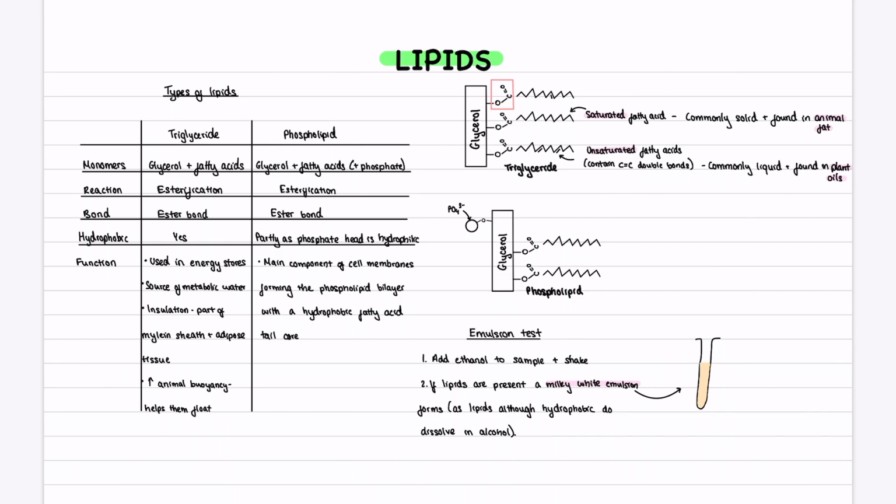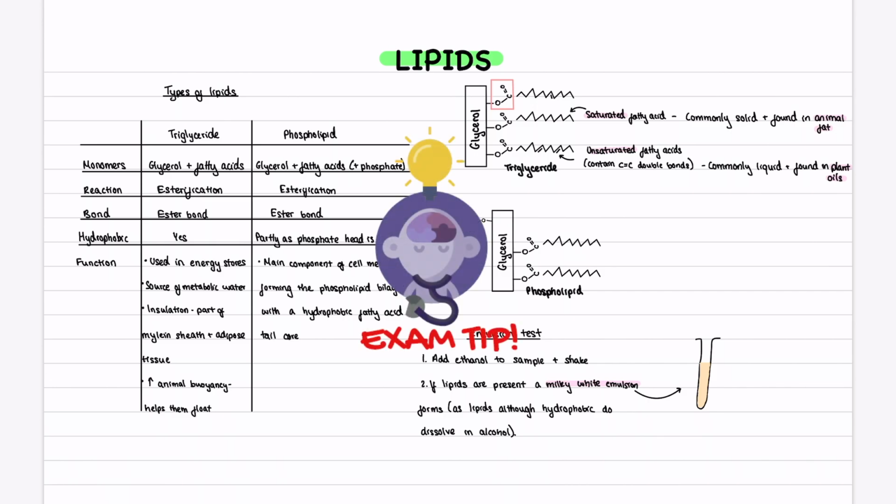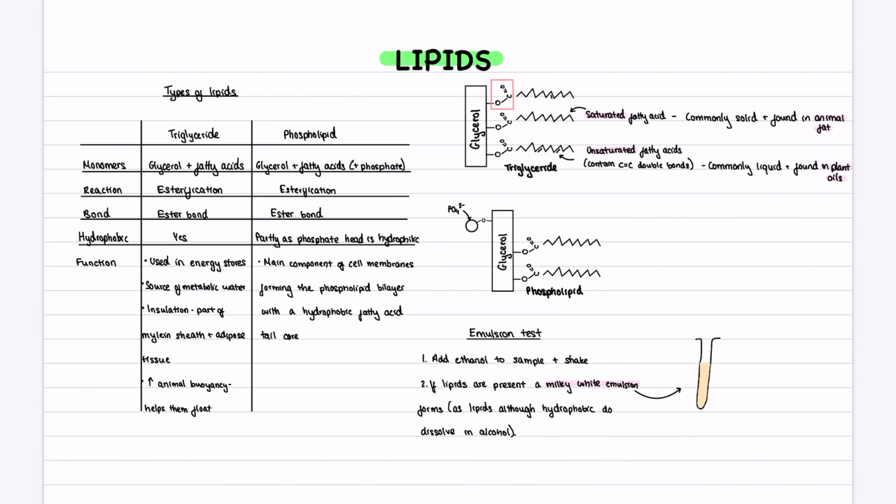In this video, we will be going through lipids, which is a part of the biological molecules topic. There are two types of lipids that you need to know about, triglycerides and phospholipids. It is important that you are able to compare the two structures and functions for your exams.